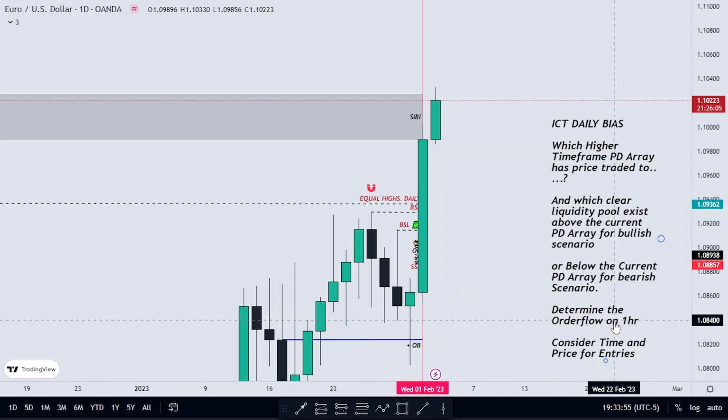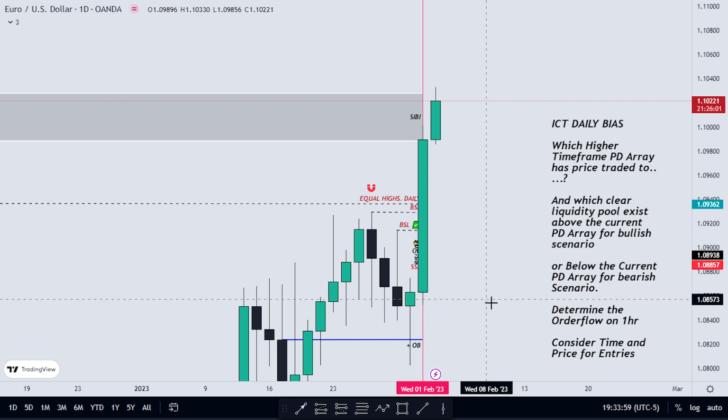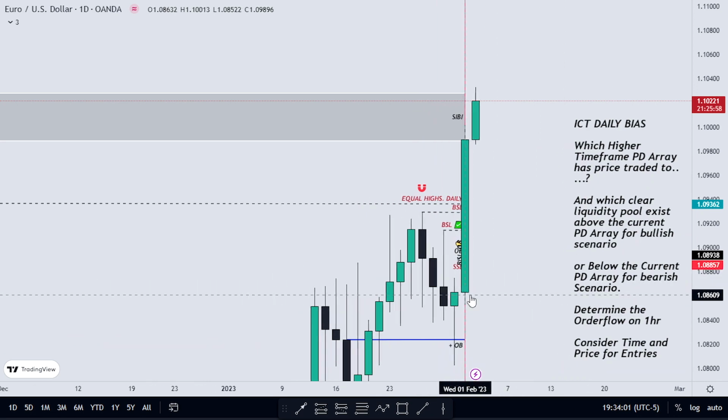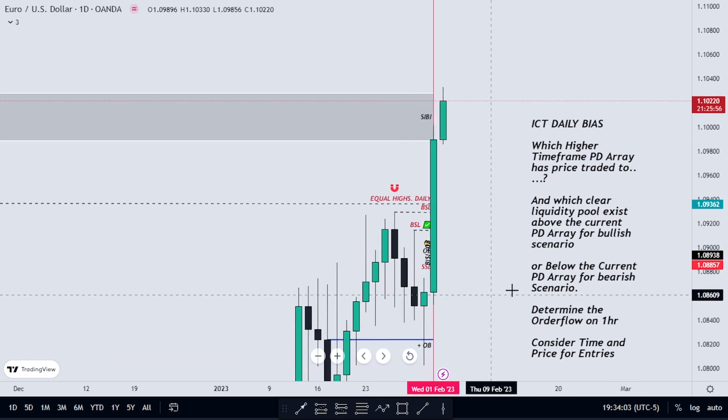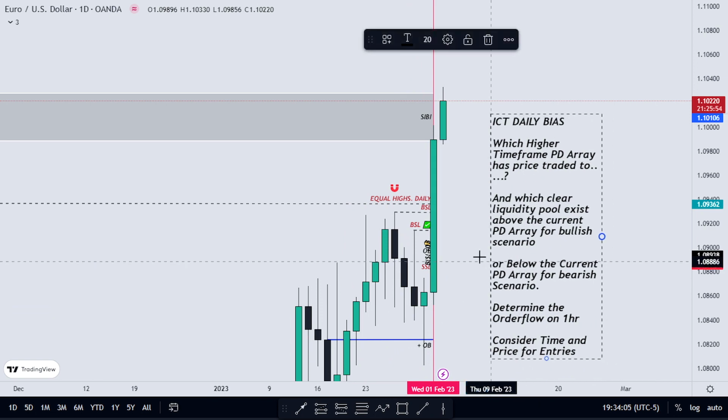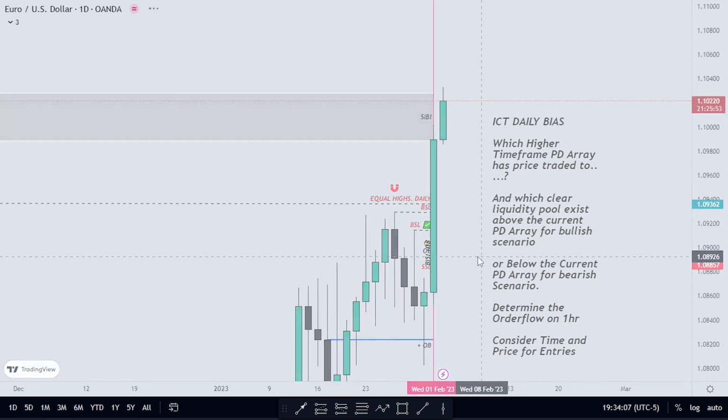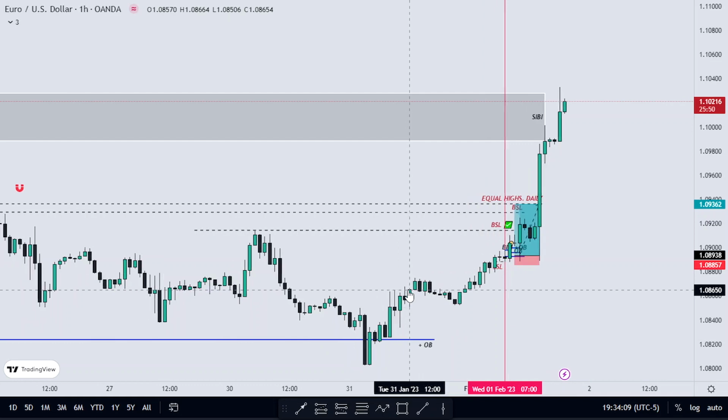So the next step is to determine your order flow on the 1 hour. So let's see on the 1 hour if the order flow supported my bullish bias.